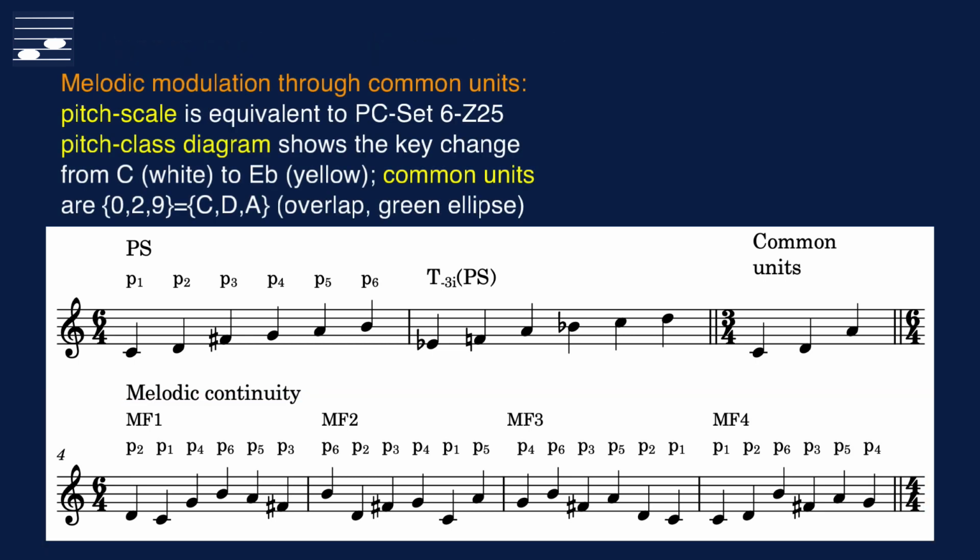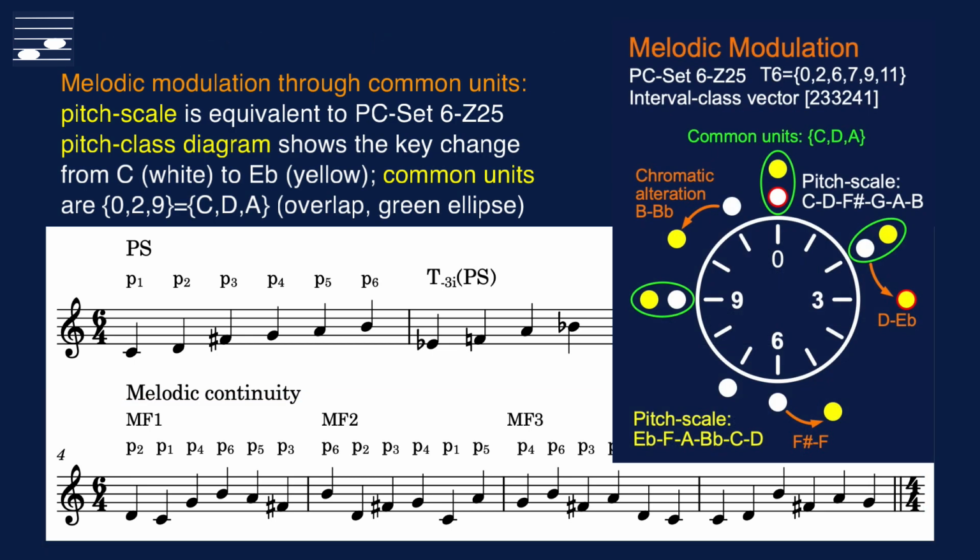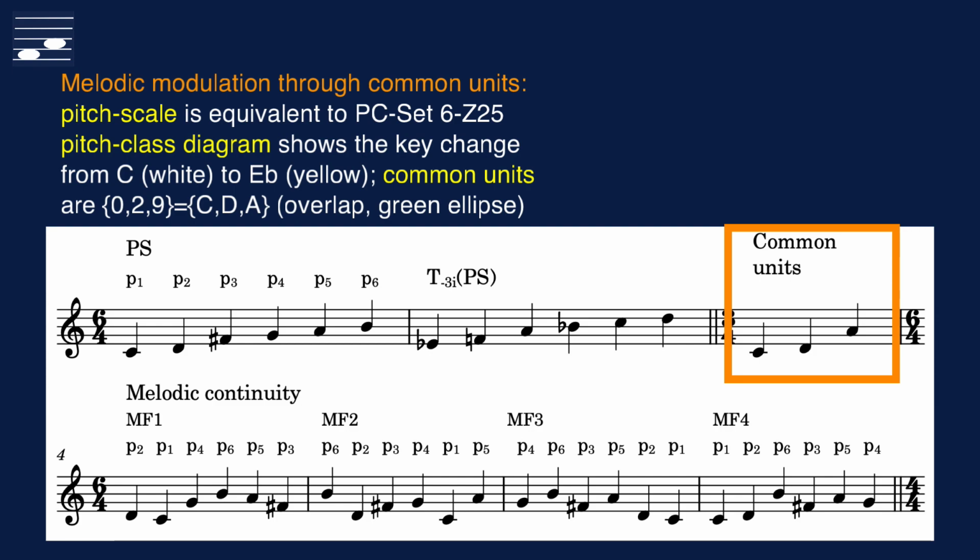I'll use the pitch class diagram for illustrating melodic modulation techniques, taking into account that the original scale corresponds to pitch class set 625 shown here. Both scales are depicted as white inner ring circles on root C and as yellow pitch class dots on the outer ring for the destination key E flat. The first modulation technique uses the common pitch units between the scales. Inspect the diagram and you'll easily detect the overlapping pitches C, D and A, marked with a green ellipse and shown here in staff notation.